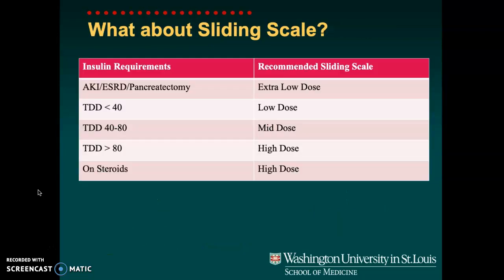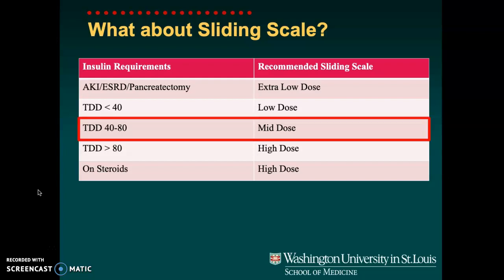Again, from this chart, you can see that the total insulin requirements determine at what degree of sliding scale you need per patient. Our patient is on 60 units of total daily insulin. As such, he should be on a mid-dose sliding scale.